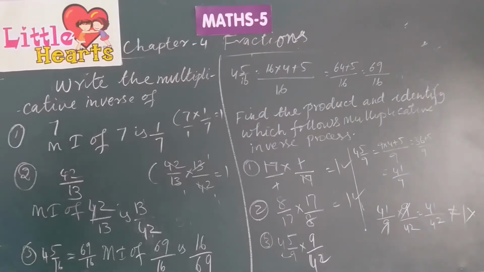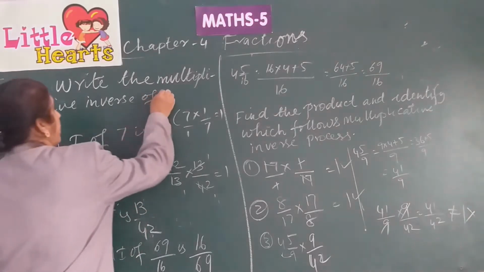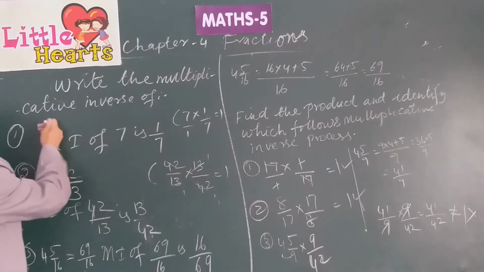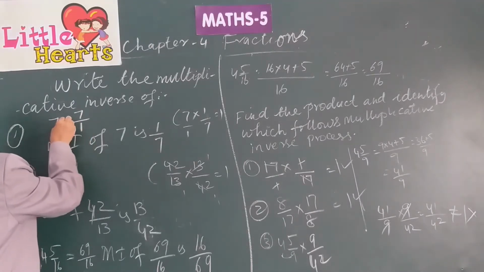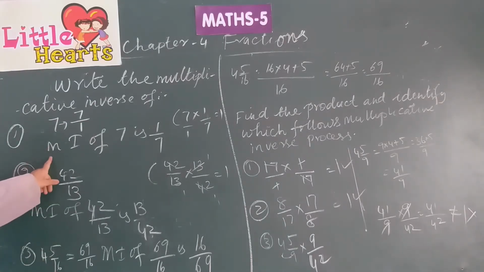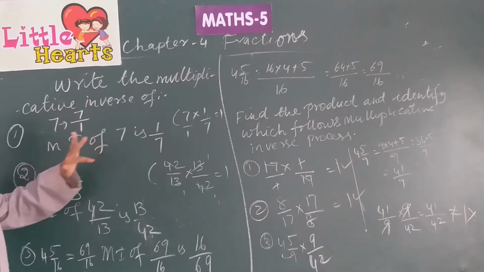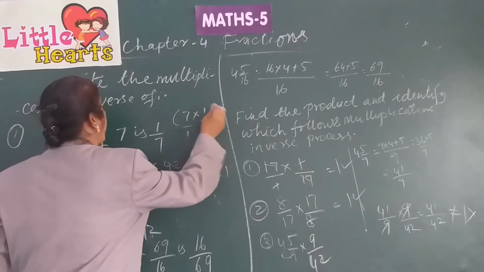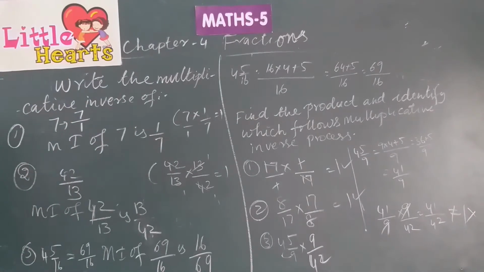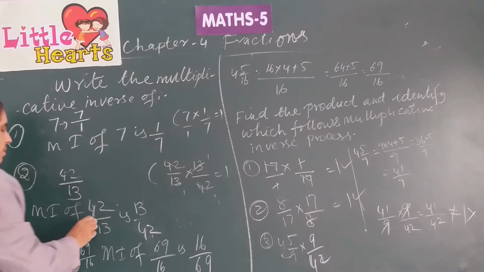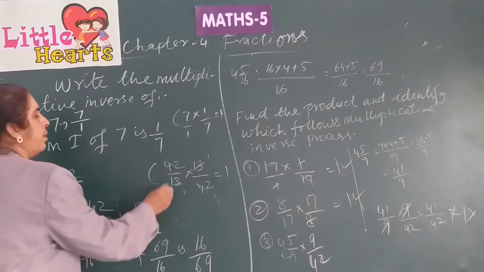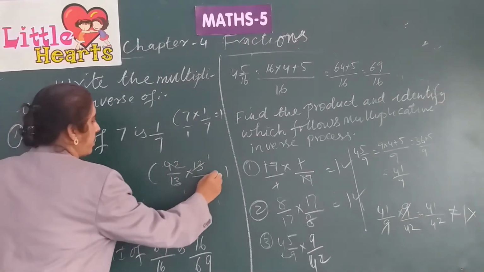Now let us write the multiplicative inverse of some fractions. Here take the whole number 7. So 7 can be written as 7 by 1. So its multiplicative inverse is, just reverse the numerator and denominator, that is 1 by 7. 7 into 1 by 7 is equal to 1. So 1 by 7 is the multiplicative inverse of 7. Take the fraction 42 by 13. Its multiplicative inverse will be 13 by 42. Just reverse the numerator and denominator. 42 by 13 into 13 by 42 is equal to 1.